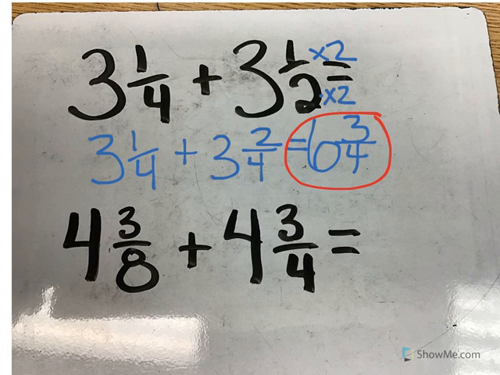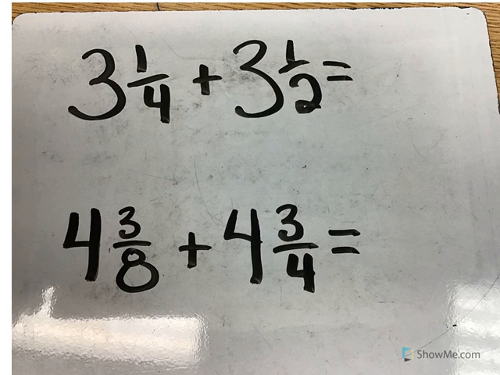So again, if I'm adding mixed numbers or improper fractions or proper fractions, always find the least common denominator. Don't forget, if I have to find equivalent fractions, whatever I do to the bottom, I do to the top. Whatever I do to the top, I do to the bottom. Once I'm at that point, if it's mixed numbers, add your whole numbers together, add your fractions, and then simplify if needed. So 6 3/4 is my answer.